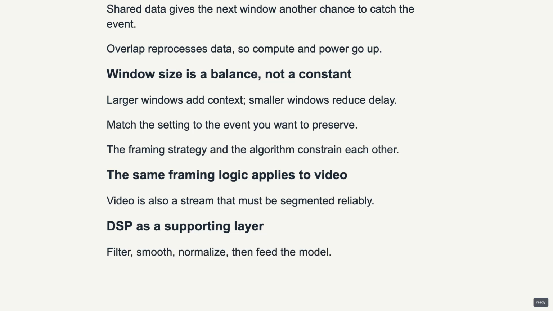Noise filtering, smoothing, and normalization can make a chunk much easier to interpret. On the edge, that matters because every false alarm and every missed event wastes battery, attention, or bandwidth.